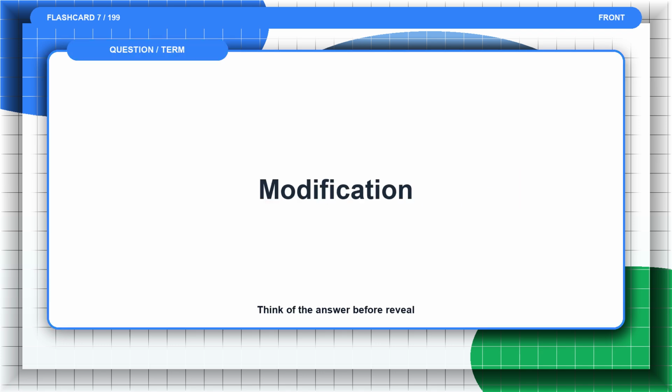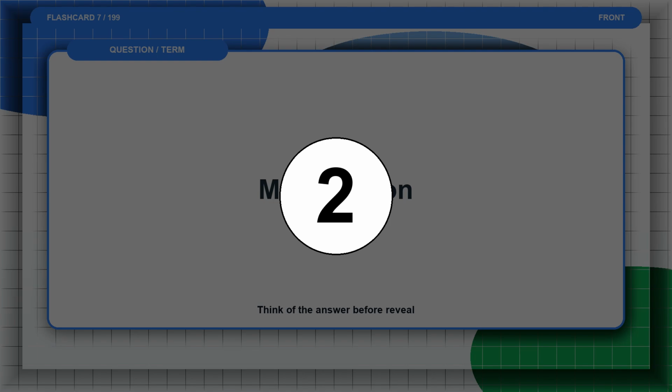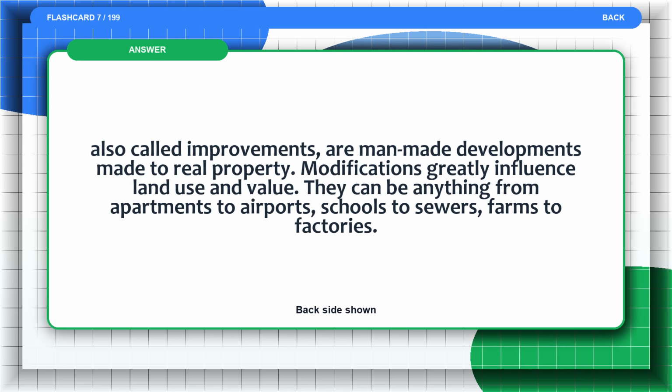Flashcard 7. Modification. Pause and think of the answer before the reveal. The answer is, also called improvements, are man-made developments made to real property. Modifications greatly influence land use and value. They can be anything from apartments to airports, schools to sewers, farms to factories.